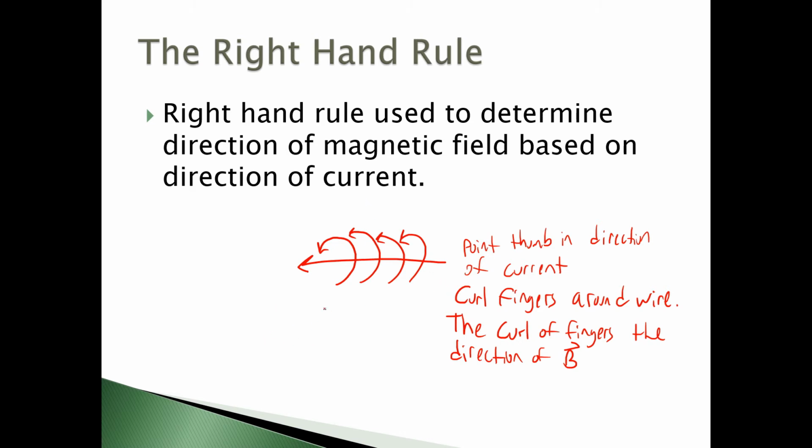Now, generally, this is a little difficult to understand, so what we do is we have two different symbols. If I get this right, I always mess this up. One's a circle with a dot, and on the other side is a circle with an X. There we go. Now, what do those dots and X's mean? Well, the dots mean that the field is coming out of the page.